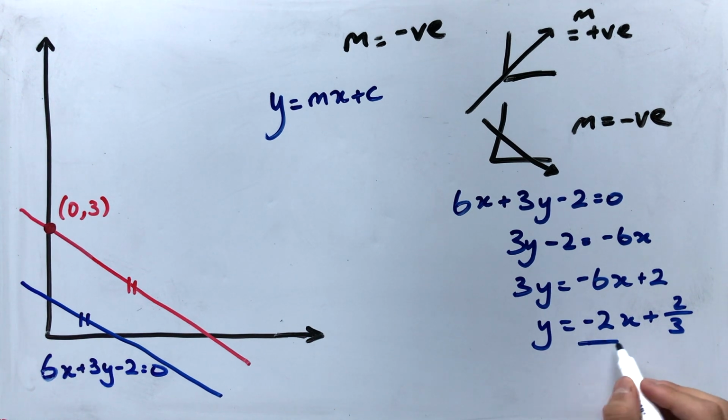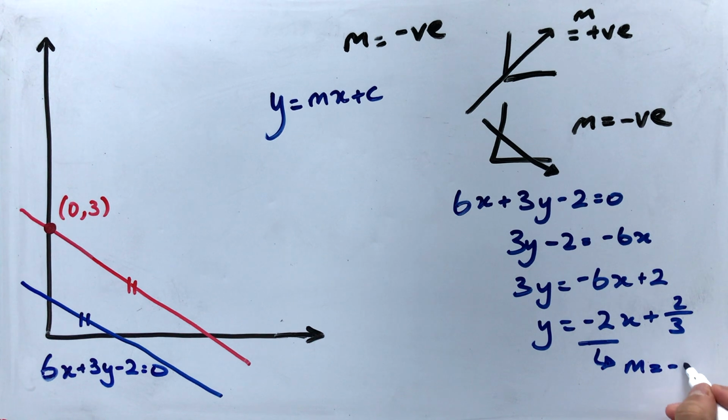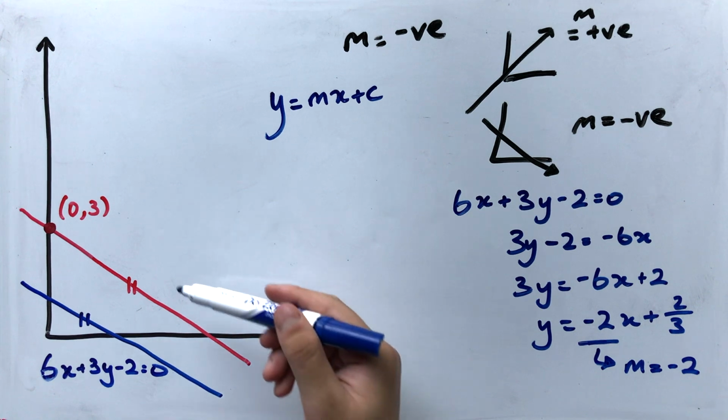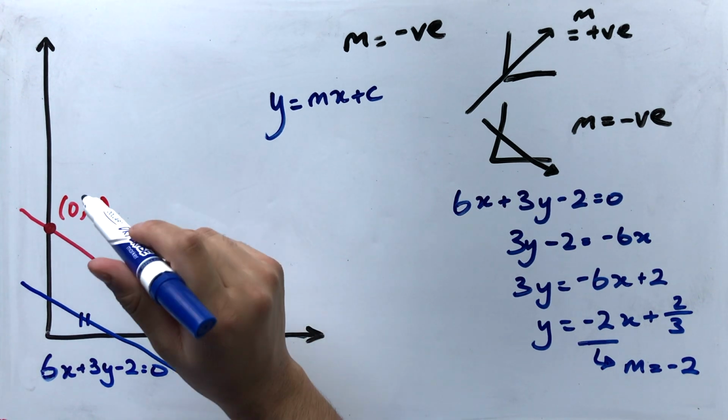From this, we can say that m is negative 2, right? As I said before, the m would be negative 2. Now we have the gradient of the blue line, and because of that, we now have the gradient of the red line since these lines are parallel. Now we can proceed to finding the equation of the red line.